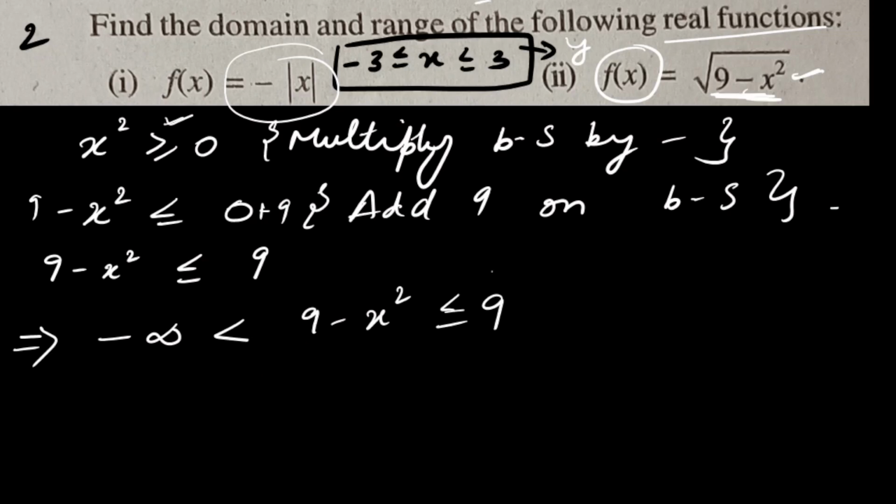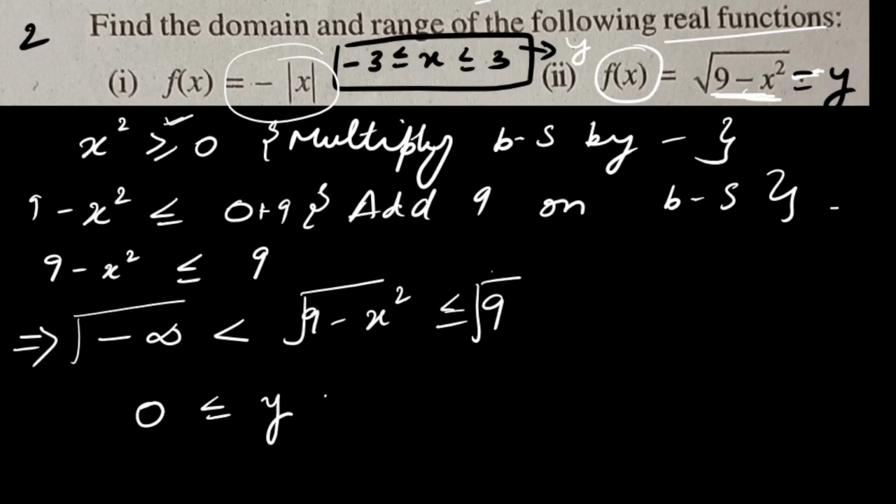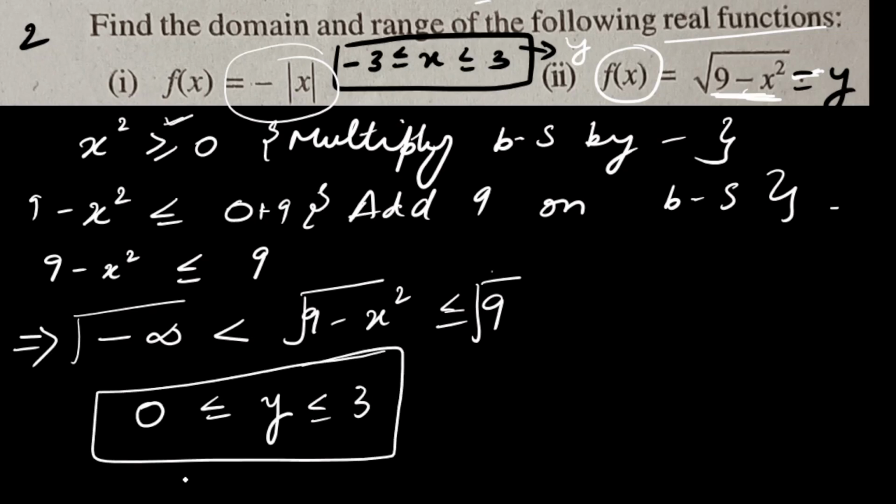Now we want the square root, because that is the value of y. I already wrote y is equal to the square root of 9 minus x square. Now when I am doing the square root, we can't take the square root of a negative number, right? So what will happen here? This thing will be reduced to 0, and this thing will become y, and this will become positive 3, right? So this is the range of this function.